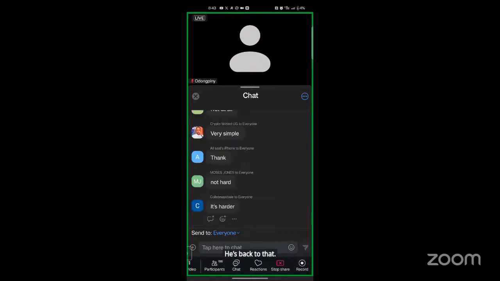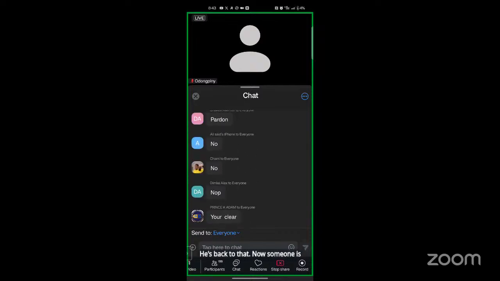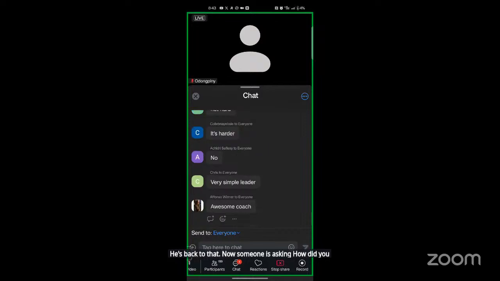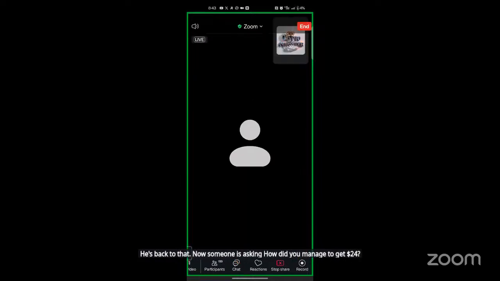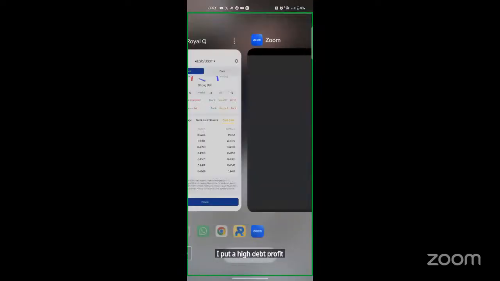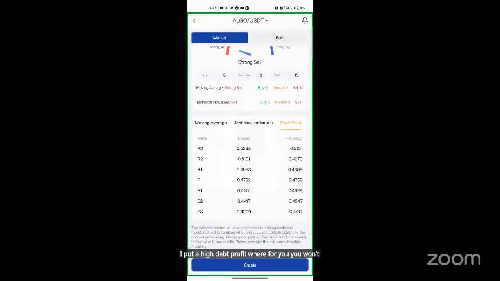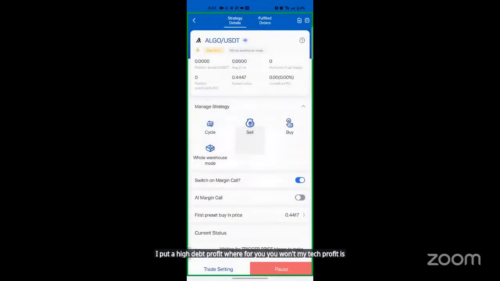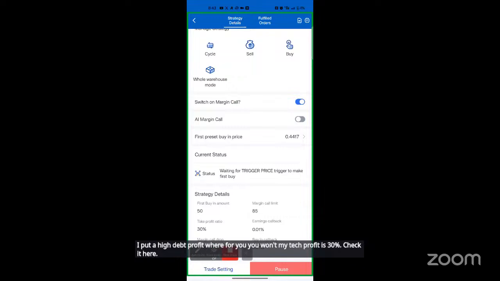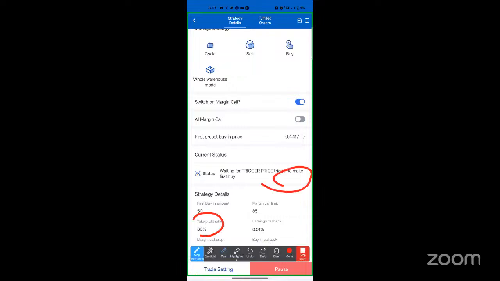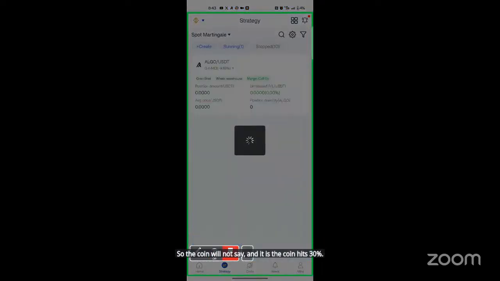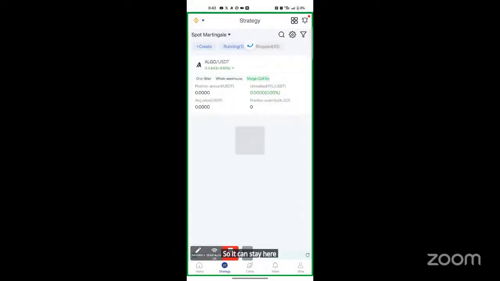Now someone is asking, how did you manage to get $24? I put a high take profit, where for you, you want 30. My take profit is 30%. Check it here. So the coin will not sell unless the coin hits 30%. So it can stay here. If I want, I can pause it, anything I want. So I wait.